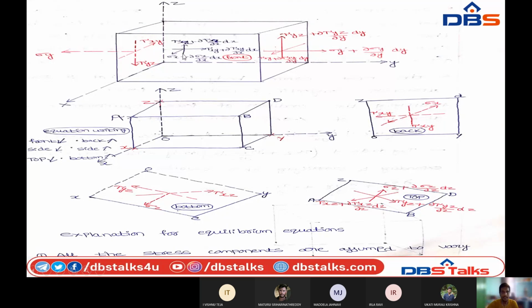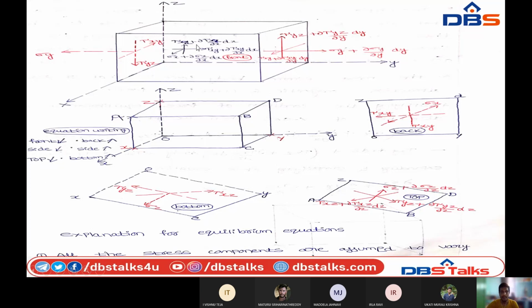Front will be, in this, the front will be stress sigma x plus dou sigma x by dou x dx. Perpendicular forces tau xy plus dou tau xy by dou x dx. Students, please observe. Front side will be sigma x. The back side will be, in this inclination direction, perpendicular direction, sigma x acting downwards.